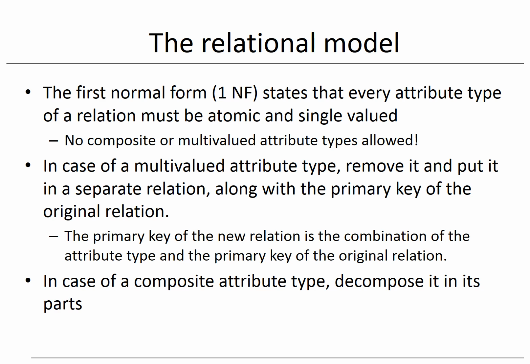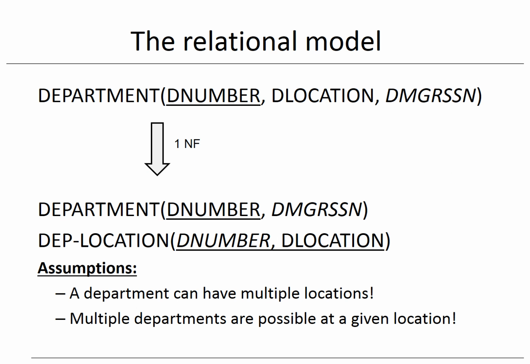Composite attribute types need to be decomposed in their parts. You can see this illustrated here. Suppose we have a relation department. It has a department number, department location, and a foreign key referring to the social security number of the employee who manages the department.